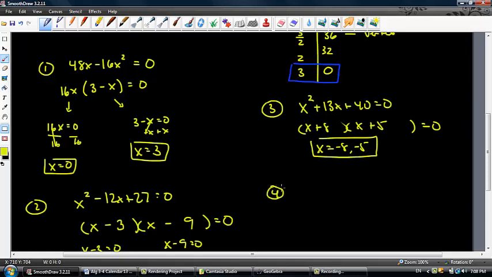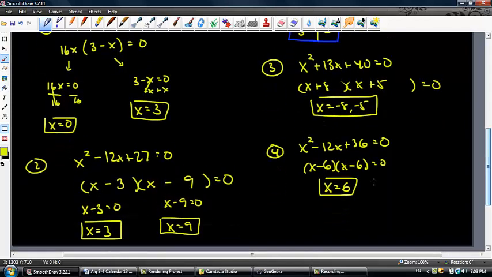Next example here, let's up it a notch a little bit. Let's go with x squared minus 12x plus 36 equals 0. Well, here I'm going to get x minus 6 times x minus 6 equals 0. So therefore, x only equals 6. Well, let's think about that. If we only have one x-intercept, what that means is that at 6, the parabola is coming down, and then it scoops back up. So it makes contact with the x-axis. We call this a double root.